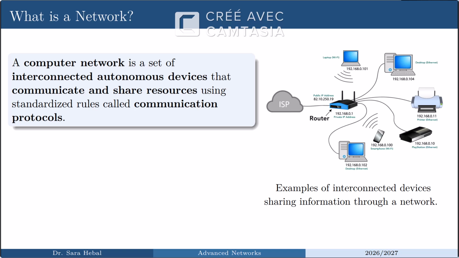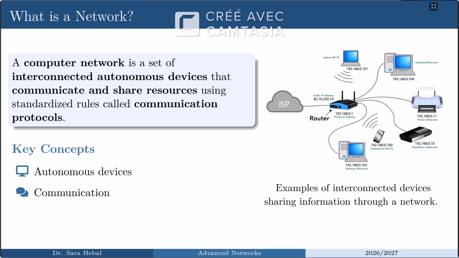First, the devices are autonomous in a computer network, which means that each device operates independently with its own processor and operating system. Now, these devices communicate by exchanging data. They can share resources such as printers, files, databases, and even internet access. The communication is only possible because every device follows the same standardized communication protocols. These protocols define how data is transmitted and interpreted in the network.